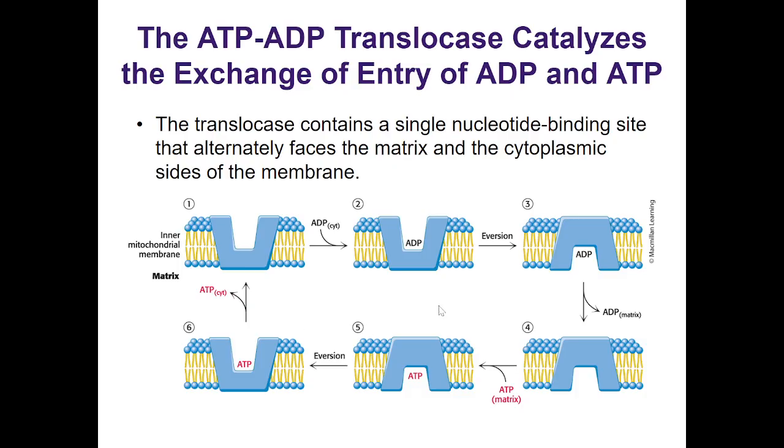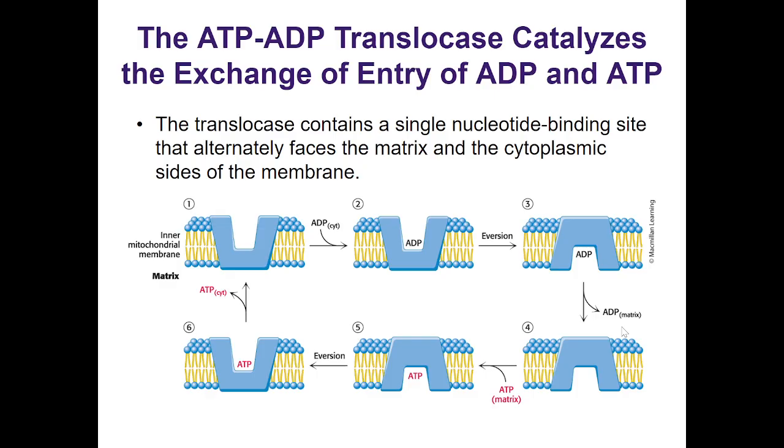The translocase is going to contain a single nucleotide binding site that alternately faces the matrix and the cytoplasmic sides of your membrane. Remember, we're having an exchange here. So basically, it's going to be like a little cup that flips. Okay. So step one here, we have the inner mitochondrial membrane right here. We're open for business. And so the cytoplasm, ADP, enters our open site. We then have eversion. This is going to dump that ADP into the matrix where we need additional ADP because we've been doing our respiration, right?